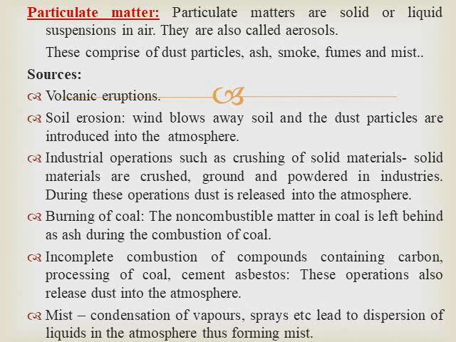Now, incomplete combustion of compounds containing carbon. Any form of carbon used for burning, maybe wood, or the processing of coal or cement, asbestos, etc. If it is burned incompletely, the left out non-combustible material and the ash will act as a pollutant in the form of particulate matter. Mist: the condensation of vapors and sprays lead to a dispersion of liquid. These liquid dispersions, the mist, are also another form of pollutant.